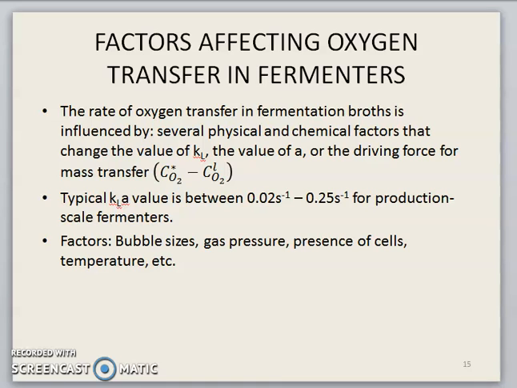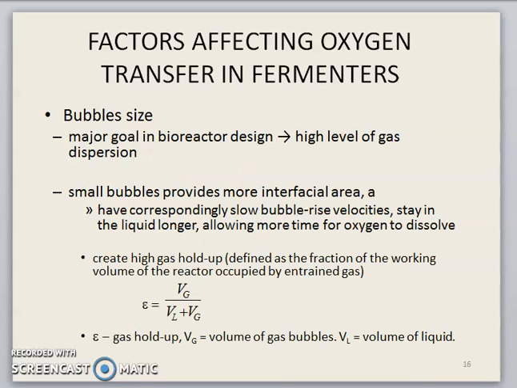The factors that affect the oxygen transfer are bubble size, gas pressure, the presence of the cells, the temperature and others. We'll look into them later. Okay, let's start with the bubble size. It's a major goal in bioreactor design because a high level of gas dispersion is required.